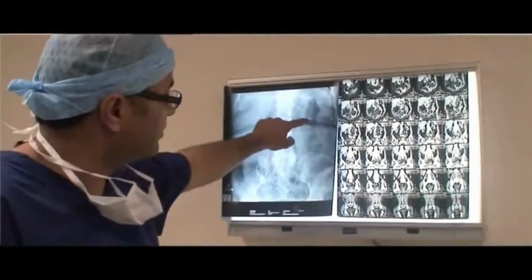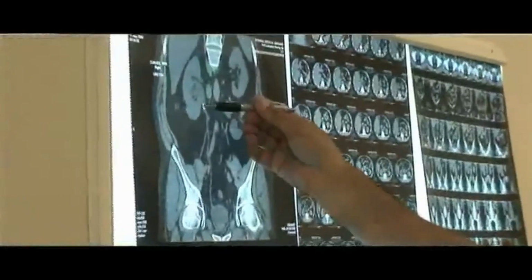Now occasionally I've also removed stones laparoscopically with keyhole surgery. So if we have a very large stone in the kidney, renal pelvis or the ureter, we can go in with keyhole surgery and remove it, and patients are just in hospital overnight.